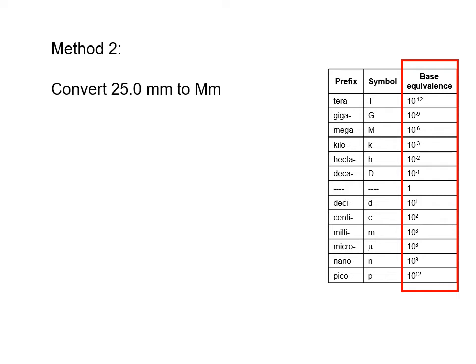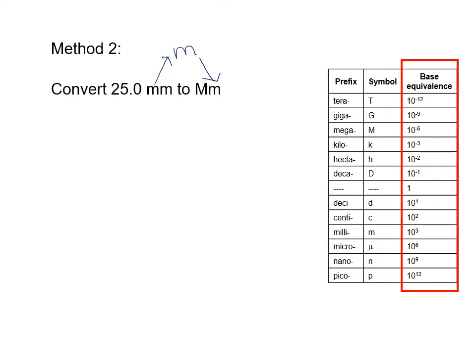Now let's look at the second method. So for the second method, we're also going to use the base equivalence chart, but for the second method, each of these units is first going to go to the base unit. So I'm first going to go to the meters before I go to the next desired unit. So for this method, we always first go to the base unit and then we go to the next unit that we're interested in.